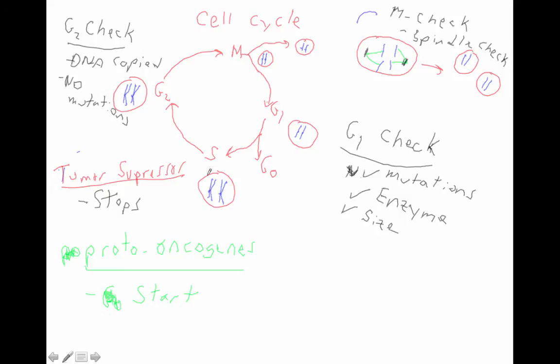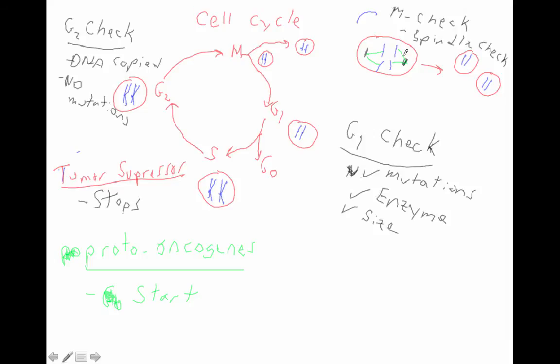Okay? In S phase, they copy their DNA. They then move into G2 phase. At G2 phase, the tumor suppressor gene stops the cell cycle, checks to make sure the DNA is copied and there are no mutations. Once that is verified, the proto-oncogenes hit the gas pedal and move into M phase.